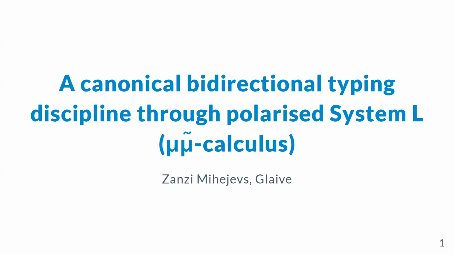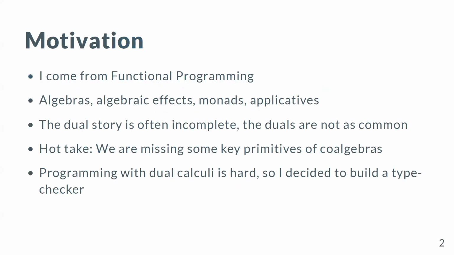So I'm going to talk about System L, also known as mu bar calculus. And we've had a few talks that mentioned these before, and we've had the logical and philosophical motivation. But for me, I come from functional programming, and the motivation is that functional programming is really good at algebras. We have compositional data types, we have monads, applicatives. And even though there is some work on comonadic effects, coalgebras, I always feel like some things are missing. And so I believe that the classical calculi like mu bar have some of the missing primitives for coalgebras such as par. But this talk is not about that.